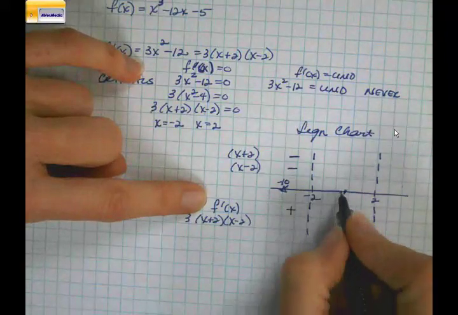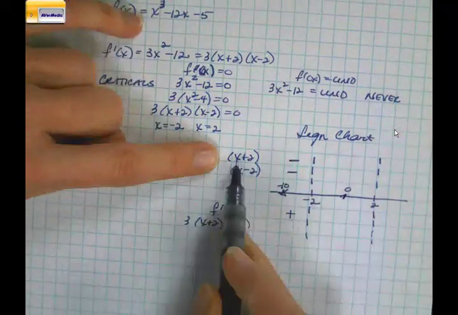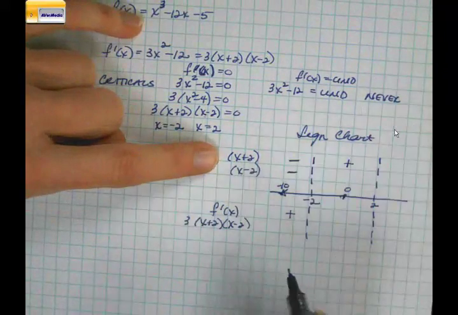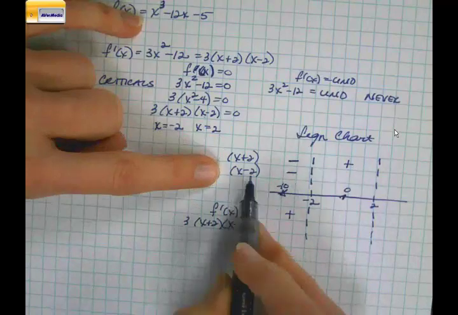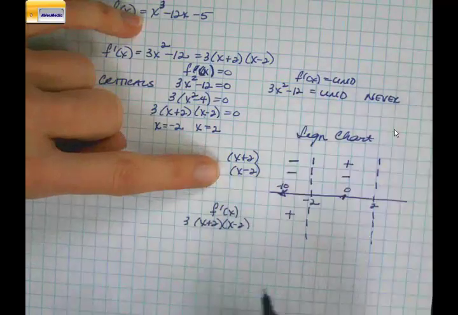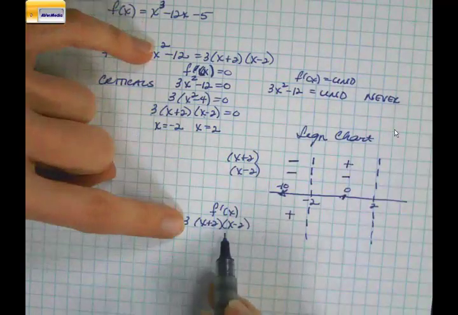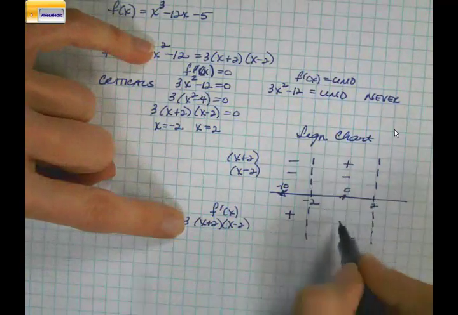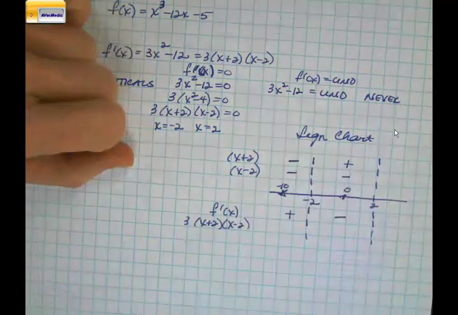Now, between negative 2 and 2, I pick a test point of 0. 0 plus 2 is positive 2, which is a positive sign. 0 minus 2 is negative 2, which is a negative sign. So their product is a positive times a negative, which is a negative.